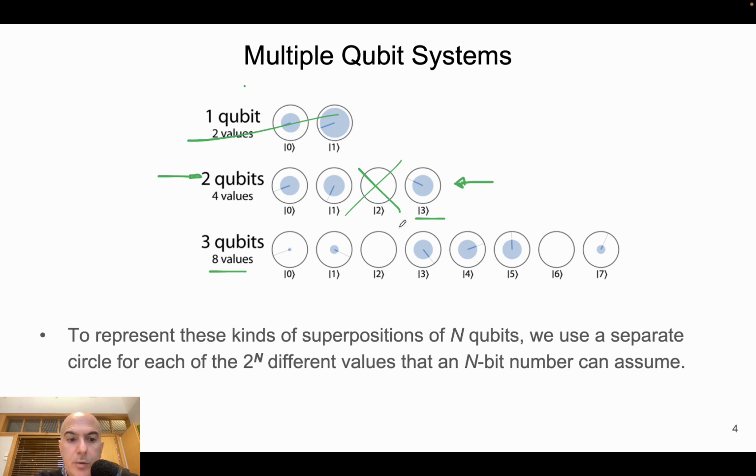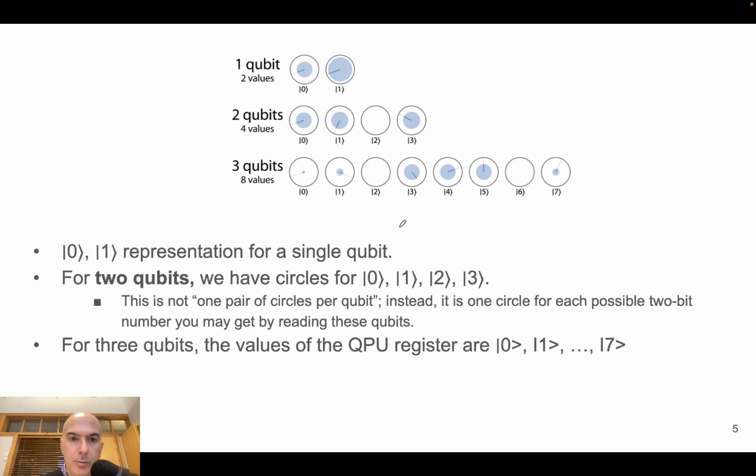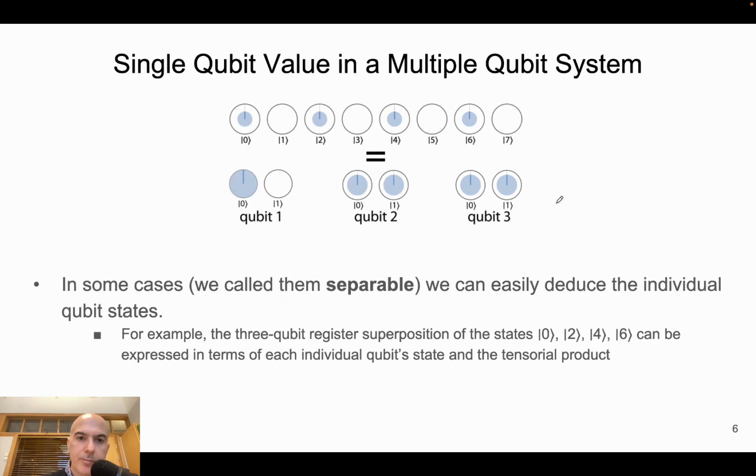So to summarize, to represent this kind of superposition of n qubits, we use a separate circle for each of the 2 to the n different values that an n-bit number can assume. So for a single qubit, there are only the 0 and 1 states that can be represented. For 2 qubits, we can have 4 states from 0 to 3. And for the 3-qubit system, we have 8 states or 8 values. And this can be from state 0 to 7.